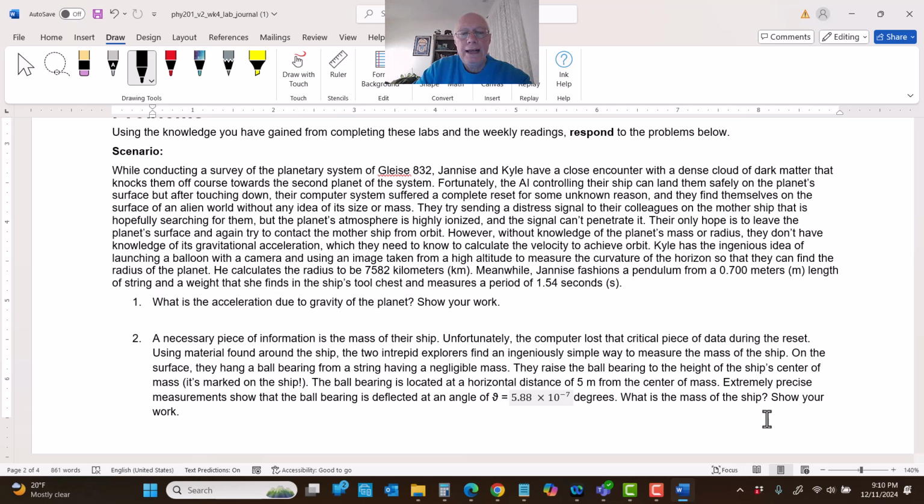So you're going to find the answer by using the formula that I just showed you. g equals 4 pi squared L over T squared. Okay, there's L, and the period is right here, 1.54 seconds. Okay, just plug those numbers into this formula, and you will get the acceleration of gravity on the surface of the planet.